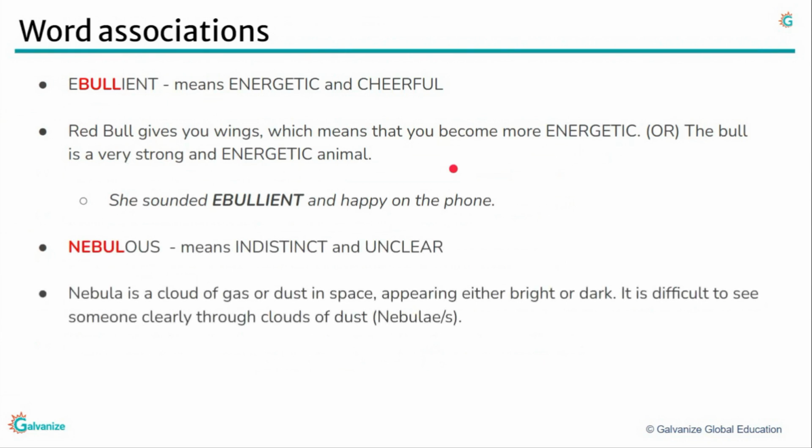Nebula is a cloud of gas or dust in space. If you're a science student, you might be familiar with this concept. So if you think of the nebula, it's maybe hard to see through it, right? So nebulous means something that is unclear or indistinct. Cloud computing is a nebulous concept covering a range of ideas. It's hard to see through it. It's quite unclear.